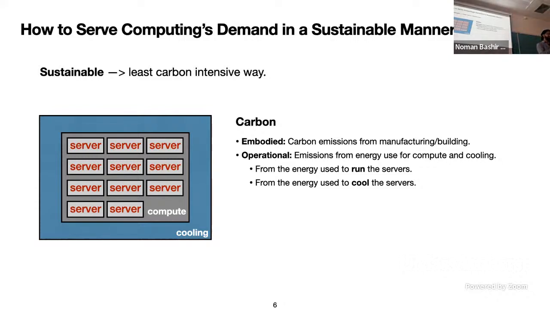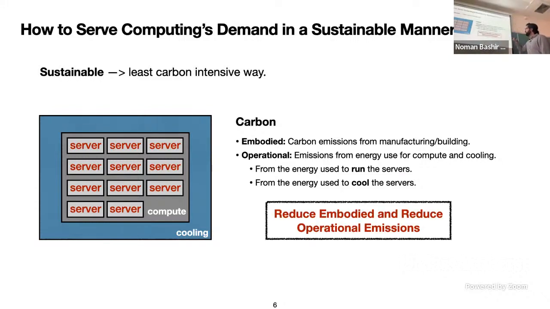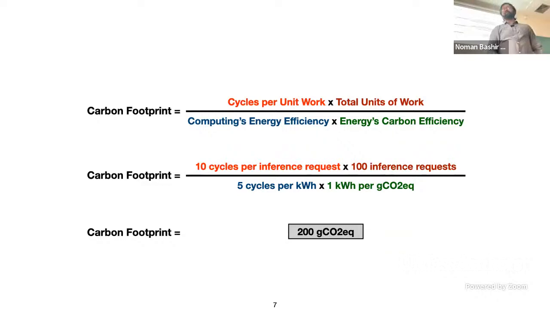How much carbon is emitted as part of the manufacturing process, and how much carbon you are emitting as part of running your data center. As I said, we need to reduce those. So how do we do that? If I have to compute the carbon footprint of any application, let's say I do a search, or serve an inference request, or run a training model, how do you even compute the carbon footprint? It is computed using this equation.